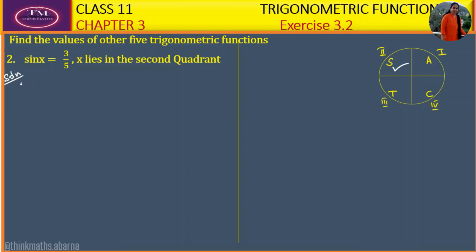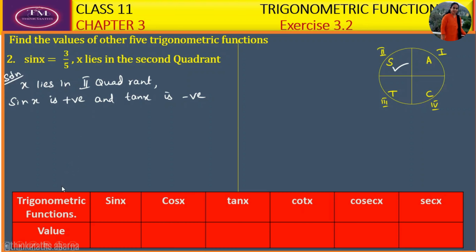So x lies in which quadrant? X lies in the second quadrant. In the second quadrant, sin x is positive and tan x is negative. So if we find sin, cos, tan, we can find all the other trigonometric functions. Now what is given? Sin x is 3 by 5.